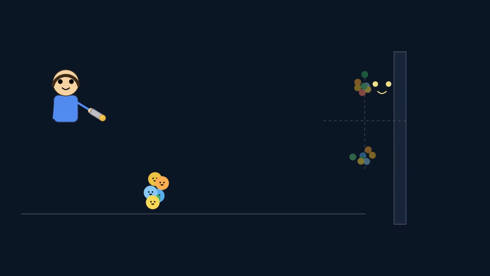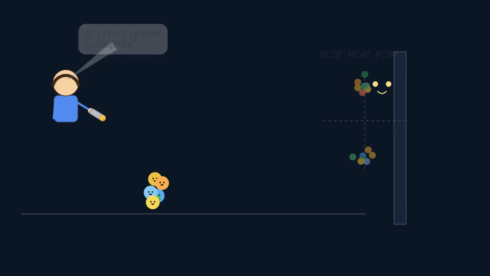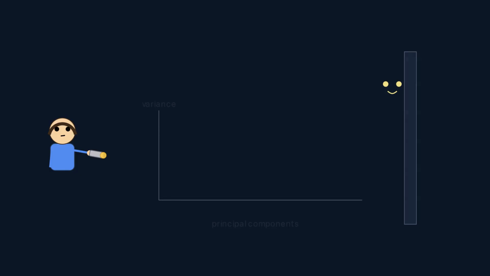The shadow looks great, patients separate into clear clusters on the March 27, 2026 plot. But the shadow captured only some of the information. How much exactly? And what do the flashlight angles actually mean in terms of your measurements? The spread of the shadows is the variance. More spread means more information preserved in the projection.